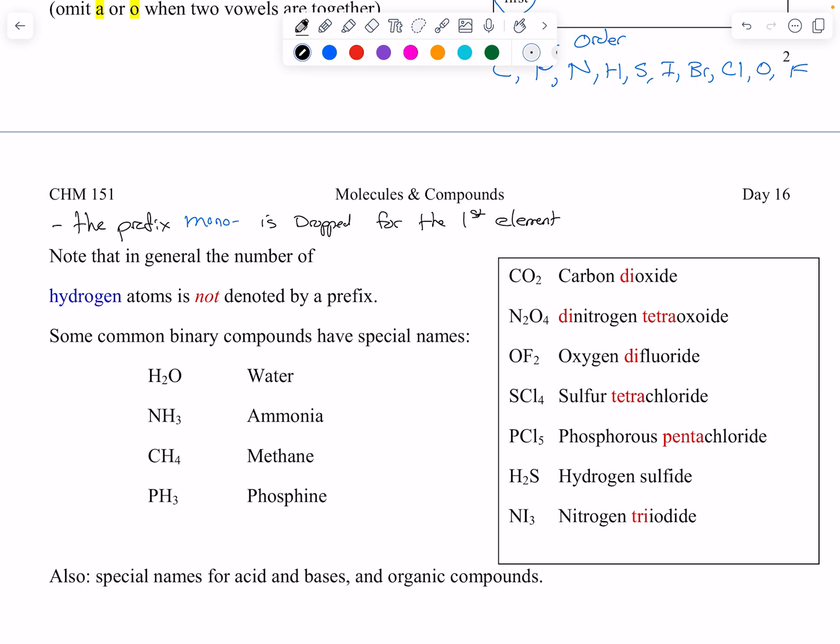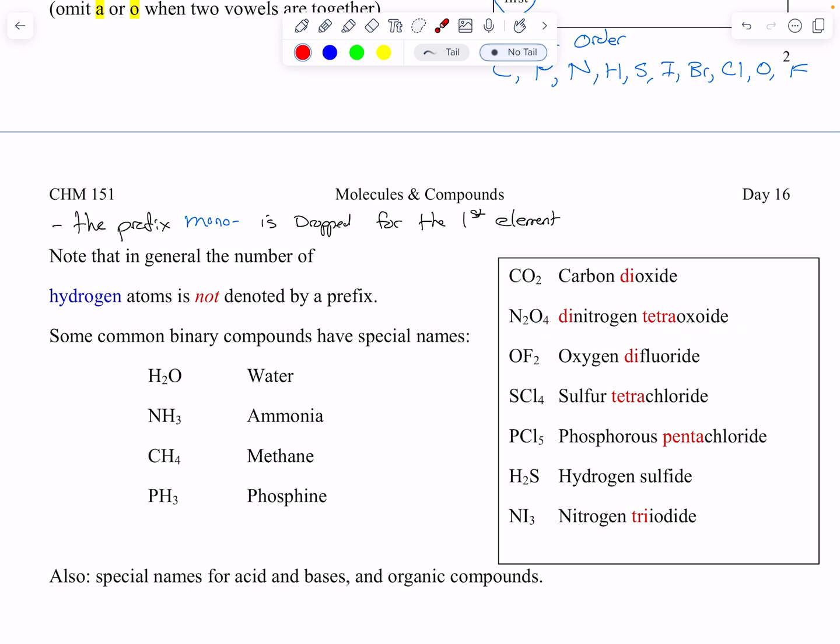I mean, you could. It's not wrong if you do. But you say x plus 3y equals 6. All right? So the same thing here. You would use the prefixes, and then you drop the mono because we don't need to say it. All right? And so if we look at some of these, you have CO2, which is carbon dioxide. N2O4, dinitrogen, 4 O's, tetraoxide.